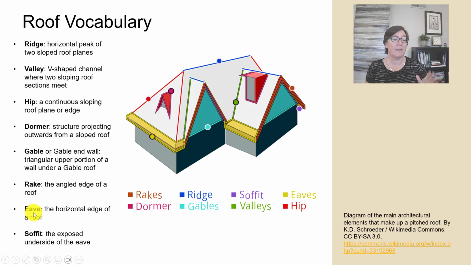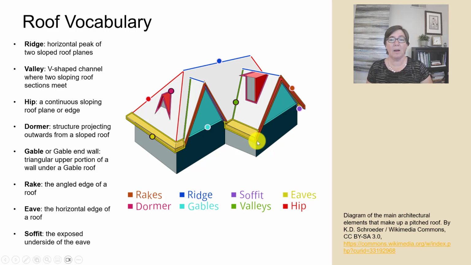The eave is also an edge of the roof. We've got two different edges. We've got some sloped edges, they're called rakes, and we've got horizontal edges, all right, and those are the eaves. So the eave is this flat horizontal edge of the roof.